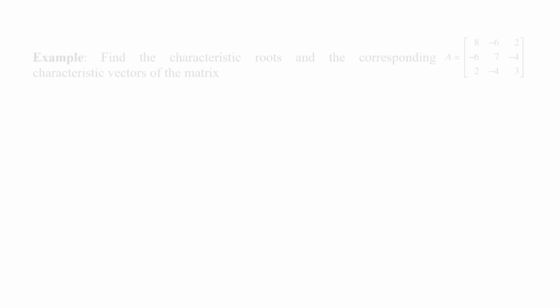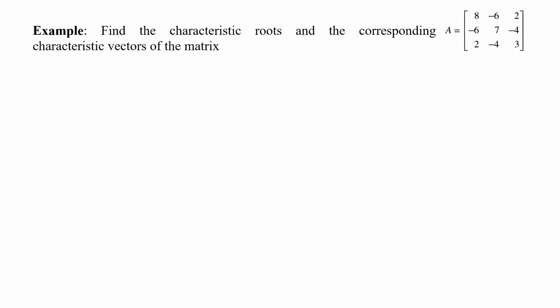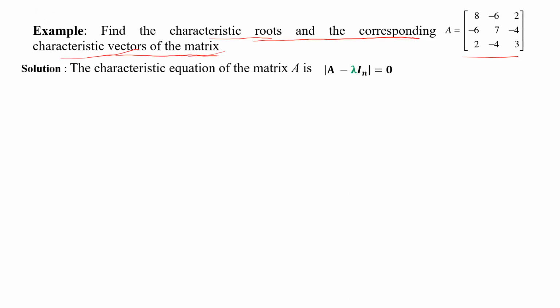Now taking another example, find the characteristic root and the corresponding characteristic vector of the matrix. That means we have to find the eigenvalue and eigenvector. So first we write the characteristic equation of the matrix A, that is A minus lambda In. This In is the order of that matrix. So the order of that matrix is 3 cross 3, so we write I3, the identity matrix of order 3.